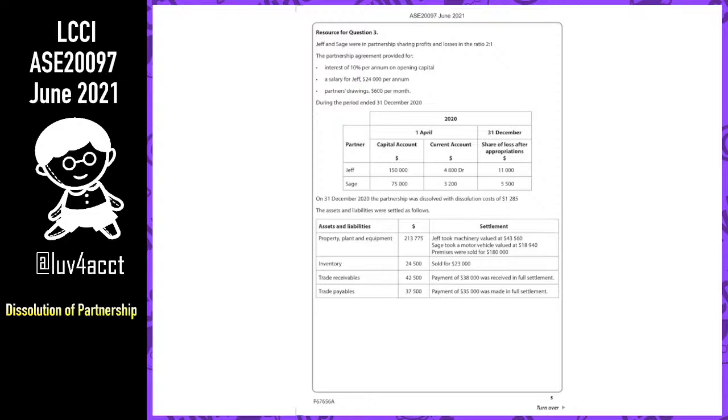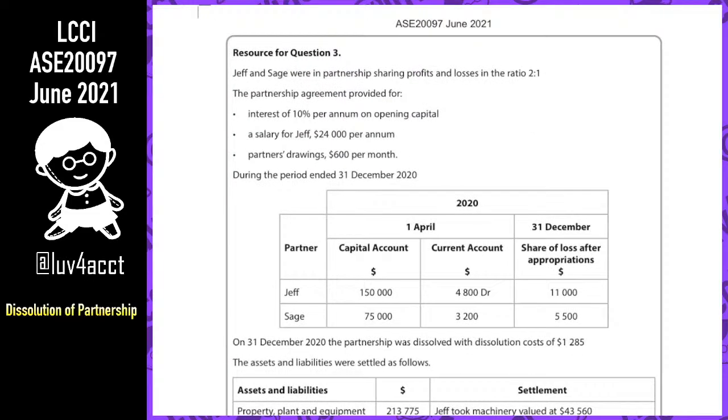So Jeff and Sage were in partnership, sharing profit and losses in a ratio of 2 to 1. The partnership agreement provided for 10% interest per annum on opening capital. Good, opening capital is good. And salaries for Jeff 24,000. And then the partners' drawings 600 per month. During the period ended 31st December. Why does it say period? There must be something interesting happening here.